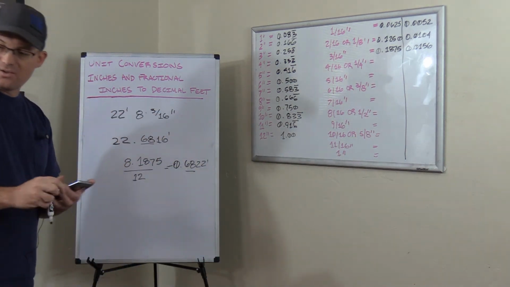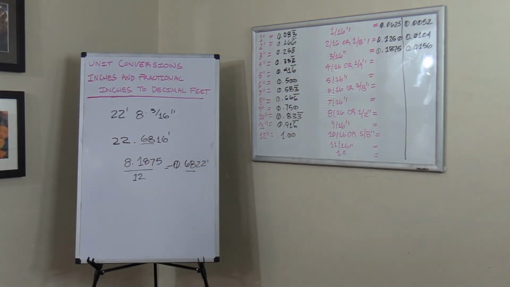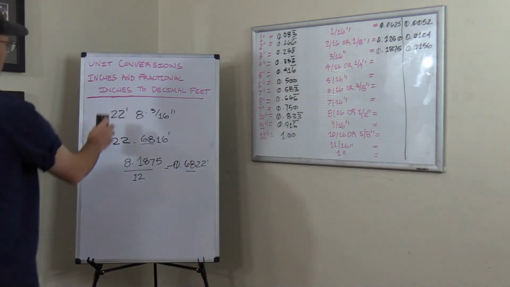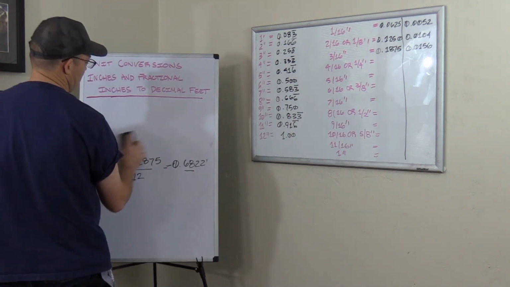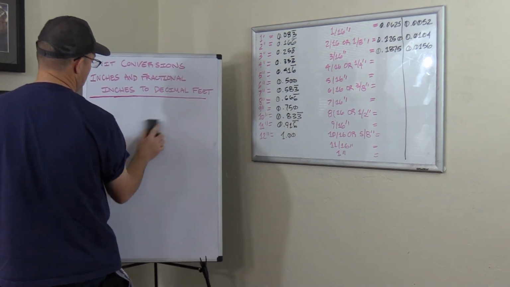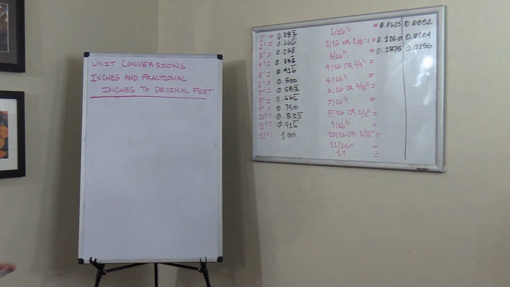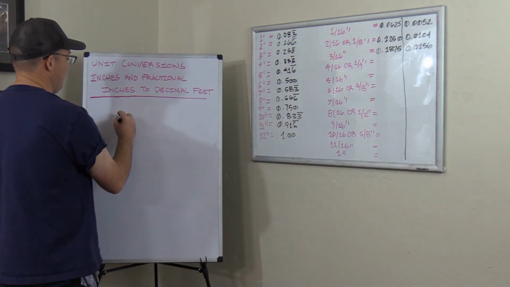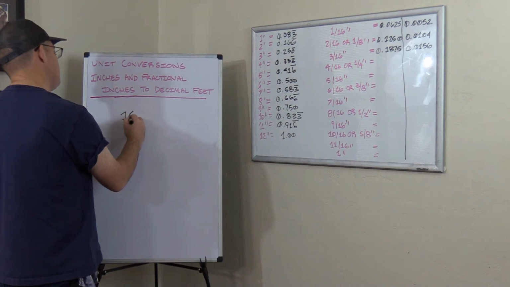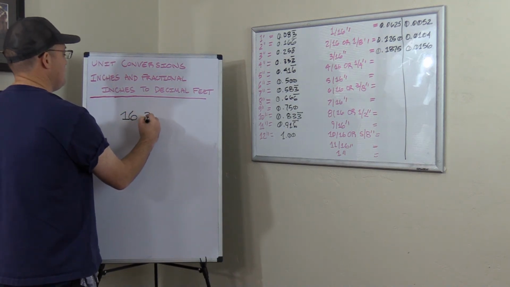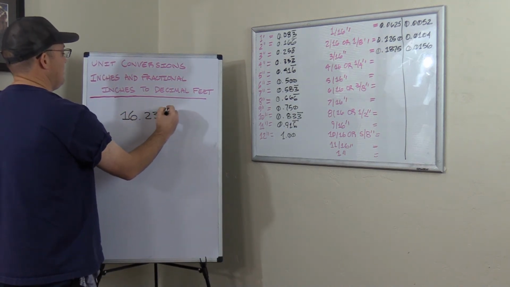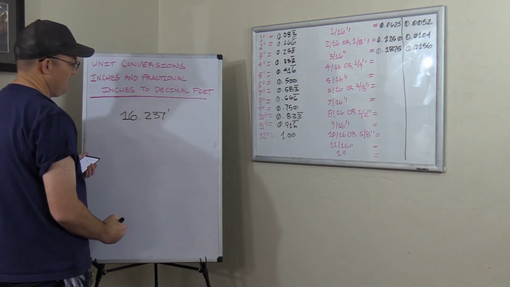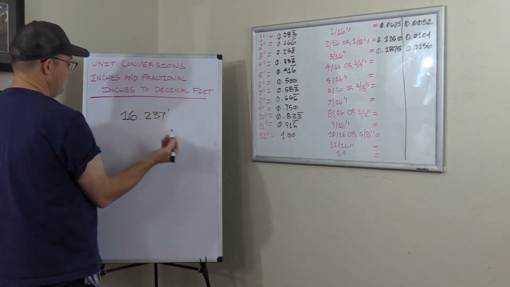Now let's go back the other way. It's a little trickier to go back the other way because it's not always going to be exact. There's some rounding. There's some fuzziness here. So let's just say somebody tells us that we have a distance that's 16.237 feet, and we want to know what is that in feet and inches.